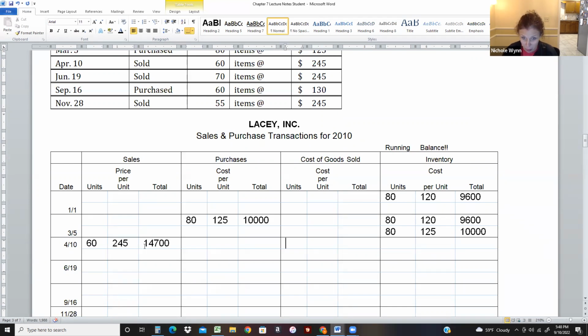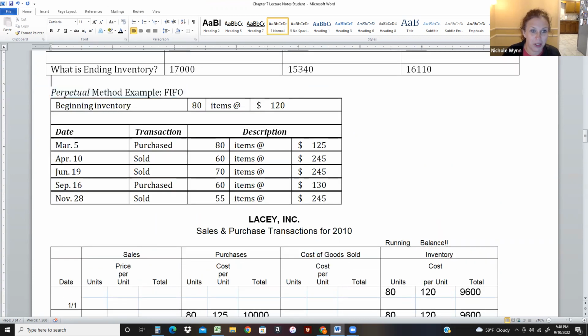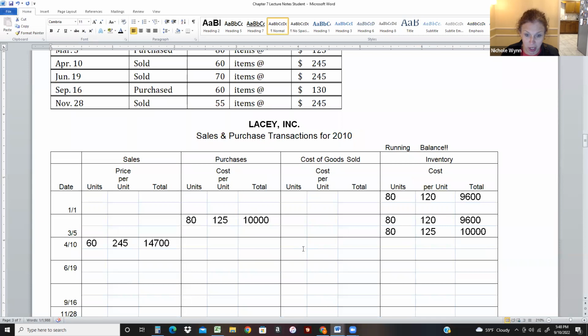And now this is the important part again. I have to figure out the cost of the goods that were sold. I know I sold 60 units. I need to know what the cost of those are. Now you're tempted to put 245 here, but you can't put 245. That's what you sold it for. I need to know the cost. So now I have to pause and ask, all right, what method am I using? And I am using FIFO. What's FIFO? First in, first out. First items in are the first ones to go. So these are the goods I have. I have 80 at 120 and I have 80 at 125. First in, first out says that I'll sell the first units first. So how many units did I sell? 60.